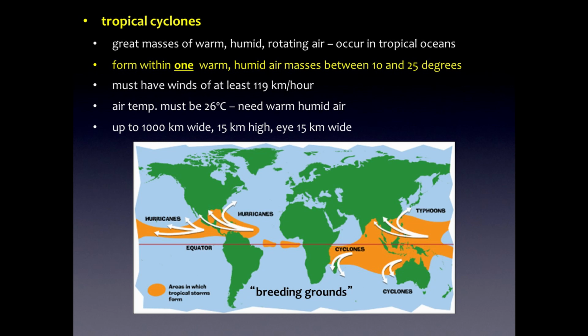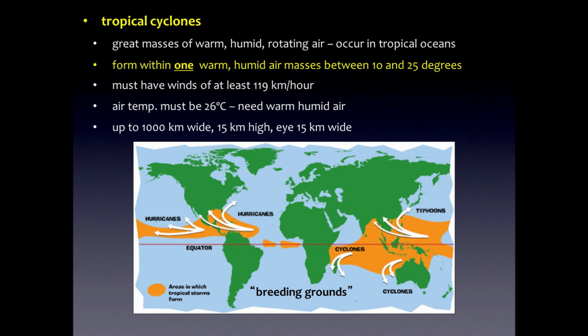And as I said, they form inside one warm humid air mass, usually at locations between 10 and 25 degrees, either north or south. So we have these typical breeding grounds, as we see in this map here, where we see these tropical cyclones forming. In order to be classified a tropical cyclone, you must have sustained winds of at least 119 kilometers an hour or greater. The air temperature is really important too. These things don't do well in cold air.